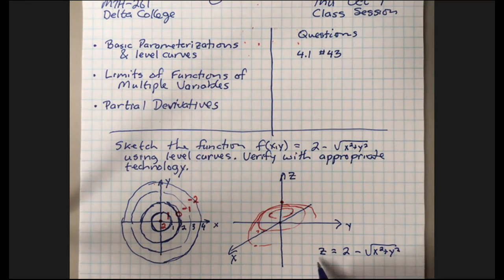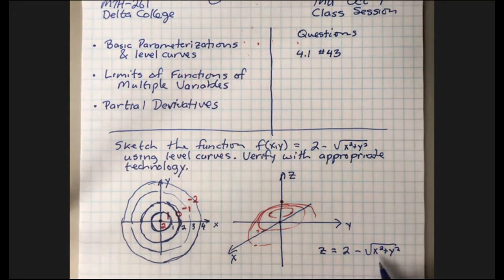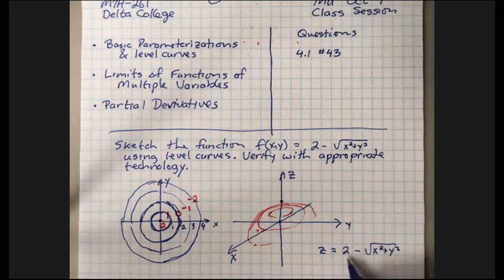And so I could square this object. I could isolate the square root before I square it. Let's say I write x squared plus y squared equals z minus two, opposite.